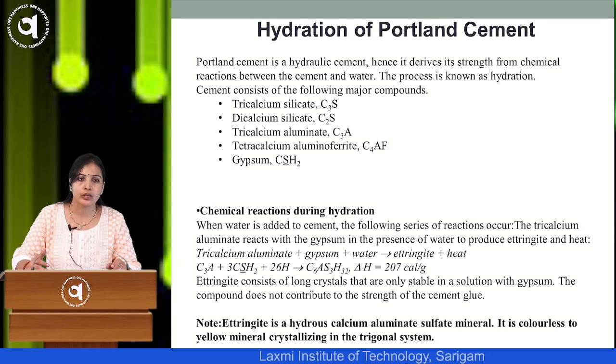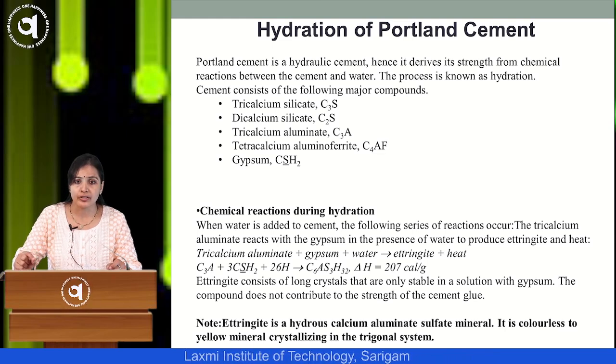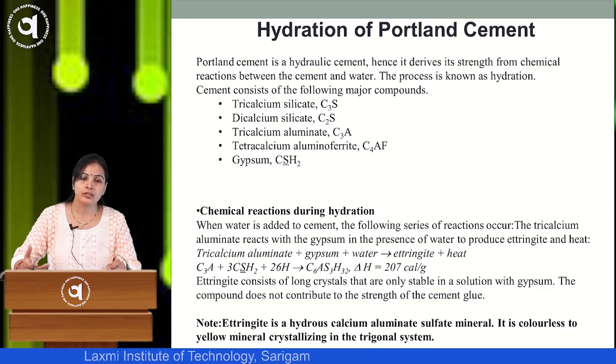You may ask the question, what is ettringite? Ettringite is a hydrous calcium aluminate sulfate mineral. It is a colorless to yellow mineral crystallizing in the trigonal system. So it comes in the chemical's name.